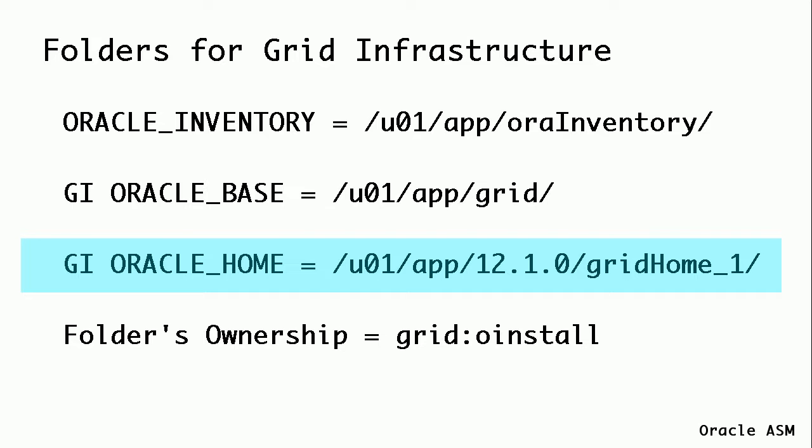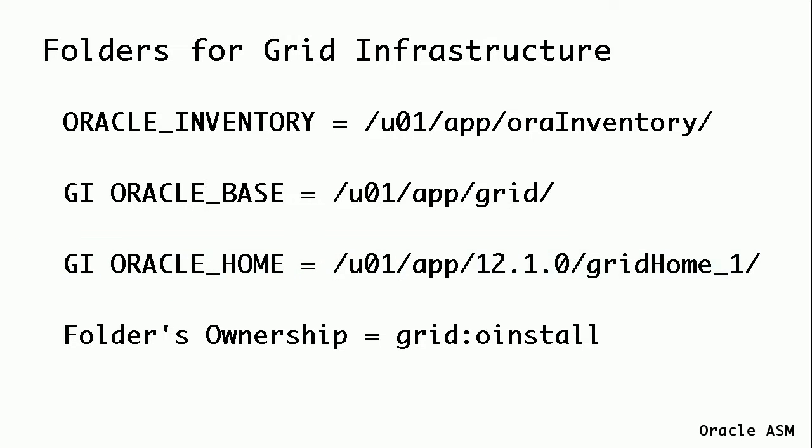After installation of Grid Infrastructure software, this folder will be owned by root user. So, Grid Infrastructure Home folder should not be under Grid Infrastructure Base folder. All these folders should be owned by grid user and install group. Installing Grid Infrastructure software using grid user and RDBMS software using Oracle user will provide strong job role separation, and it is strongly recommended by Oracle.